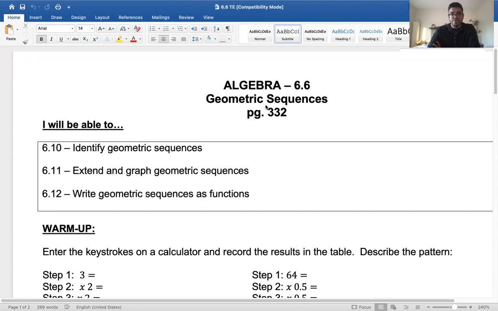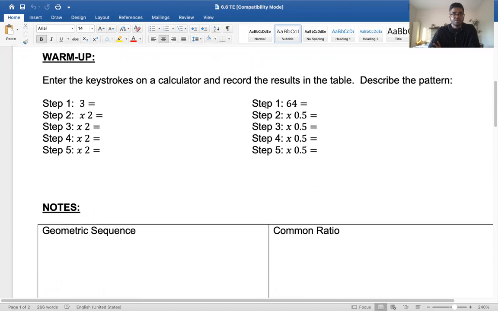First, if you were to enter these numbers on your calculator, these keystrokes: type 3 and hit enter. Then times 2, and you get 6. Times another 2, and you hit enter again. You get 12, and 24, and 48.